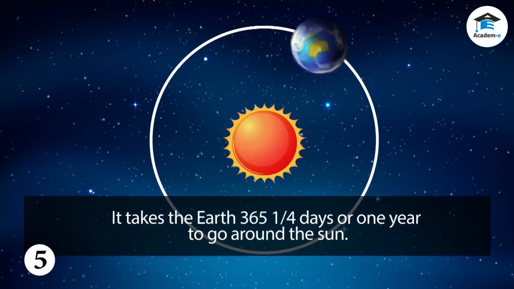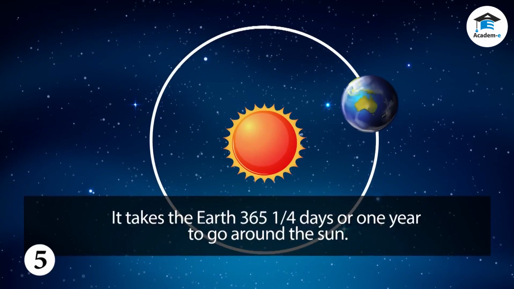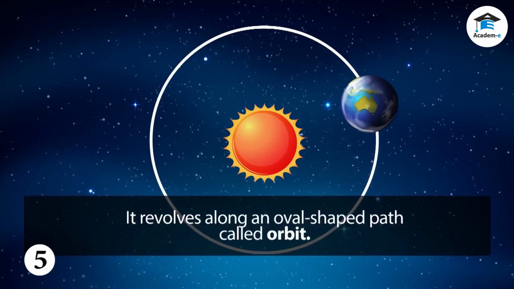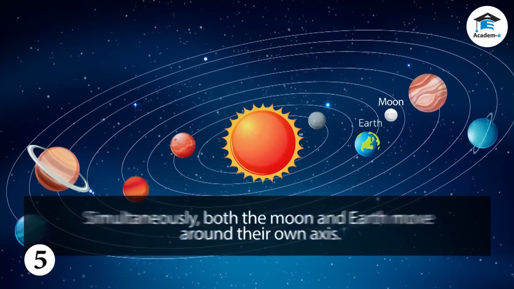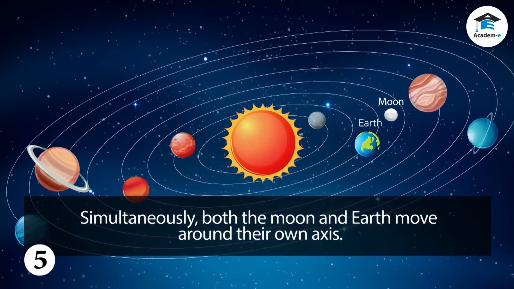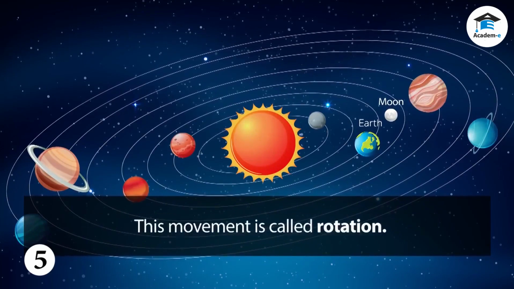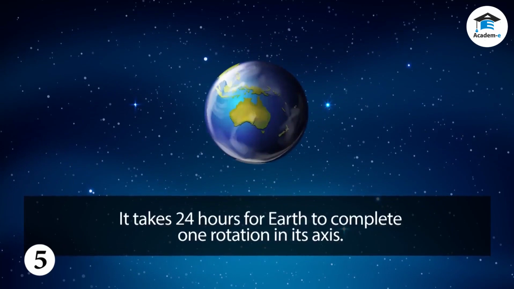It takes the Earth 365¼ days, or 1 year, to go around the sun. It revolves along an oval-shaped path, called orbit. Simultaneously, both the moon and Earth move around their own axis. This movement is called rotation. It takes 24 hours for Earth to complete 1 rotation in its axis.